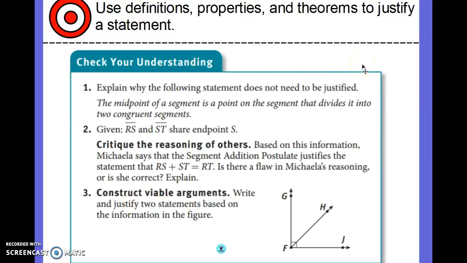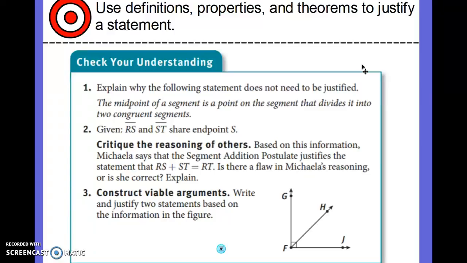So the first one, explain why the following statement does not need to be justified. It says the midpoint of a segment is a point on the segment that divides it into two congruent segments. As I read this statement, isn't this the definition of a midpoint? Yeah, and it's literally word for word the definition of a midpoint. If you look back in your notes when we first introduced the word midpoint, those are the words that we use to define it. So if a statement is already the definition, that would be more of a justification than a statement that would need to be justified.